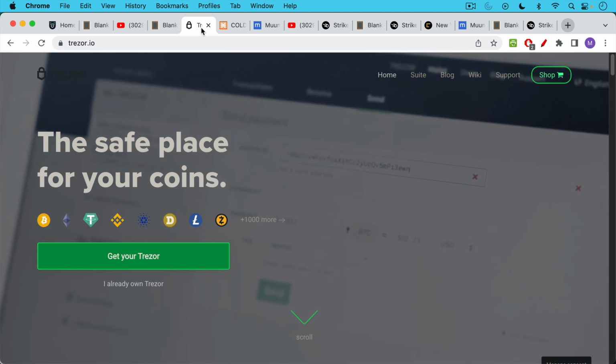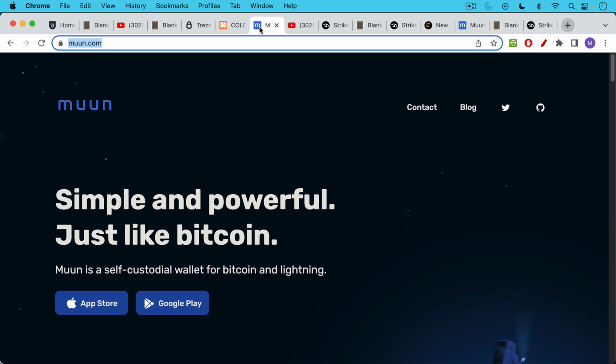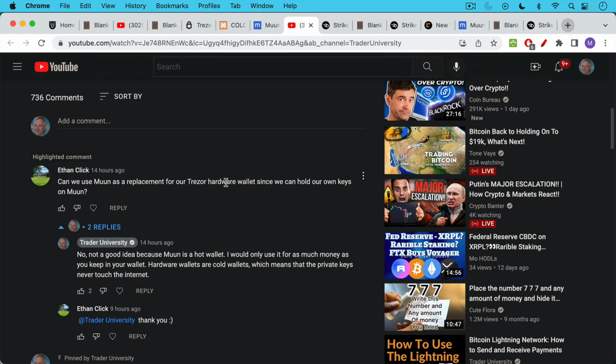They are, the Trezor's the least expensive, and then the Coldcard is a little bit more expensive. I want to answer a couple quick questions here that people had. So the Muun wallet is another hot wallet. It's a software wallet that you can use on your smartphone. Ethan Click had a question: can we use Muun as a replacement for our Trezor hardware wallet since we can hold our own keys on Muun? And I responded, not a good idea, because Muun is a hot wallet. I would only use it for as much money as you keep in your wallet.